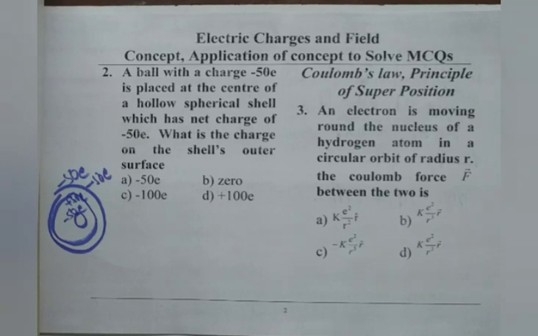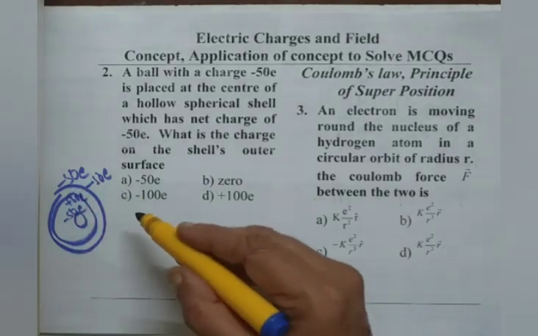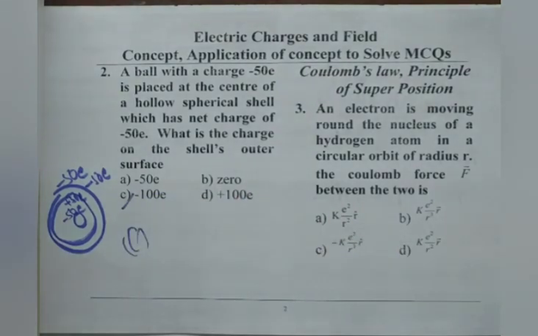Therefore, the net charge due to the additive property on the outer surface is minus 100E: minus 50, minus 50. So option C is right. Observe how we are thinking of the properties of the charges to solve these problems. Now we proceed on to the next concept, Coulomb's law and the principle of superposition. We learn a little bit about that, we recollect the things, and then we start solving the problems.